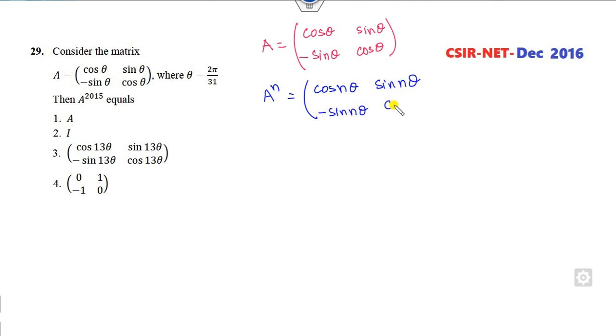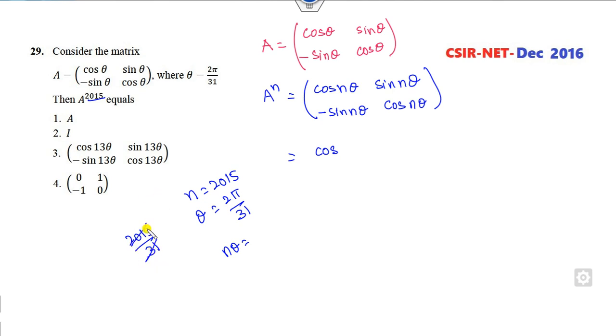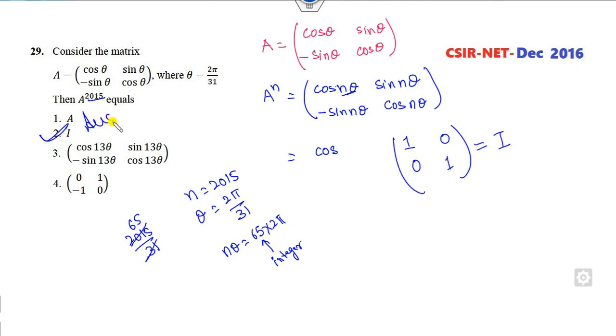Now what is the value of n? n is 2015. Theta is 2 pi over 31. So what is n into theta? 2015 over 31. If you divide them, it is 65 into 2 pi. 65 is a proper integer. So if I substitute here cos 2 pi theta, that value will be 1, and sin 2 pi theta is 0. So this is nothing but the identity, which is the right answer.